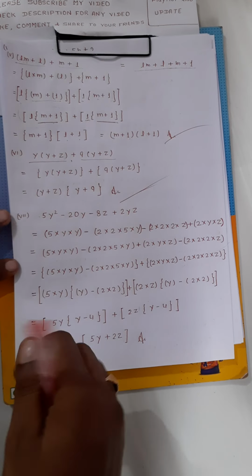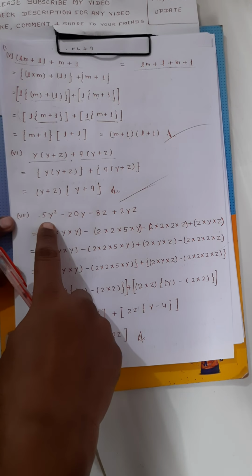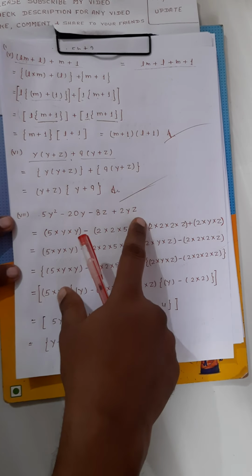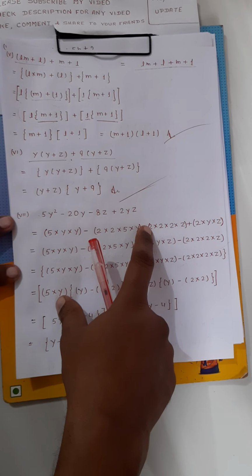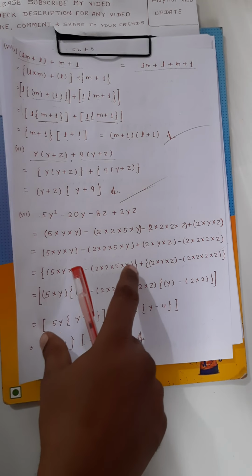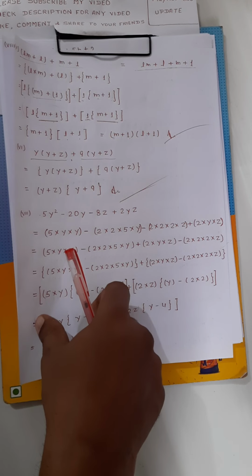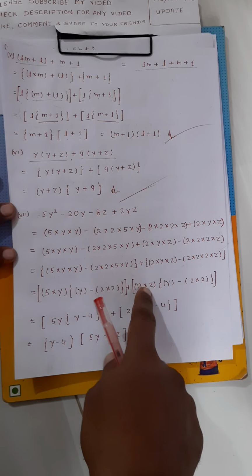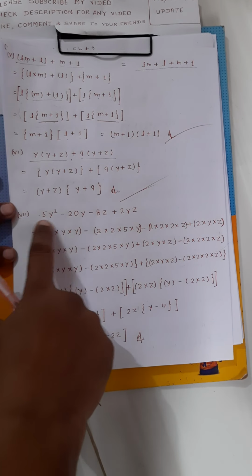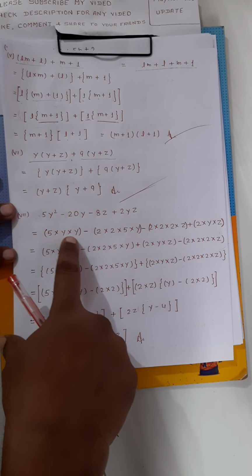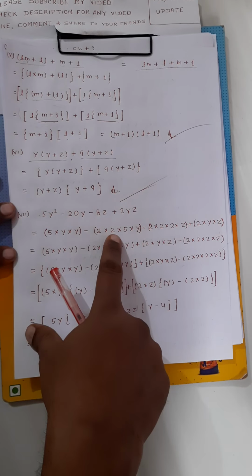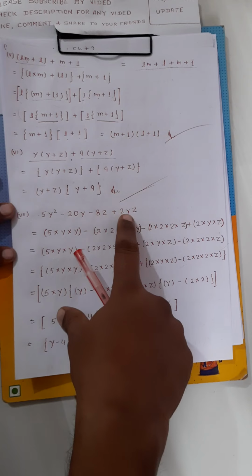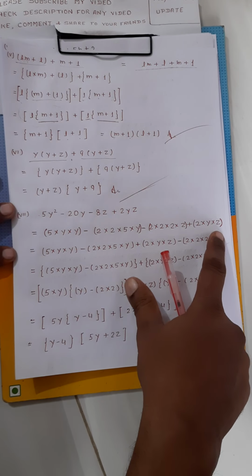Question number 6 is done. Now we have reached question number 7. Our question is 5y square minus 20y minus 8z plus 2yz. Since there are 4 terms, first of all you know that we apply the common factor method. So first we try to apply the common factor method. We factorize 5y square, our value will be 5 into y into y. For 20y our value will be 2 into 2 into 5 into y. For 8z our value will be 2 into 2 into 2 into z, and for 2yz our value will be 2 into y into z.